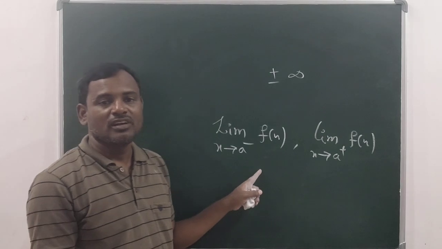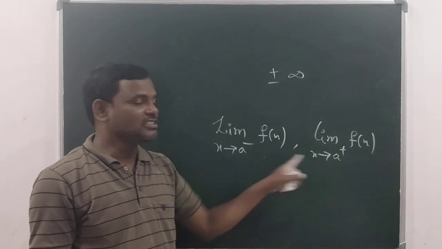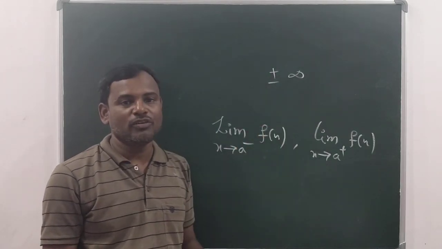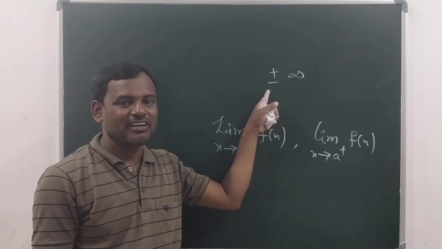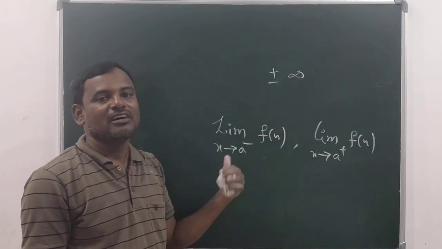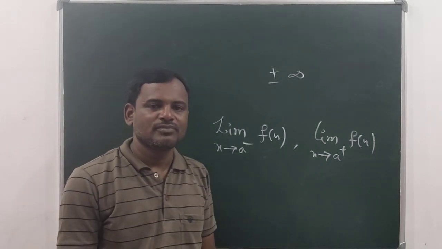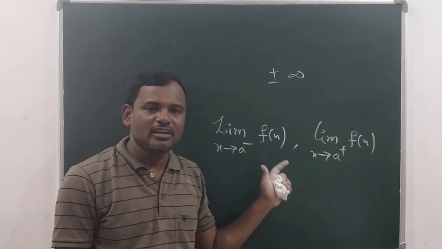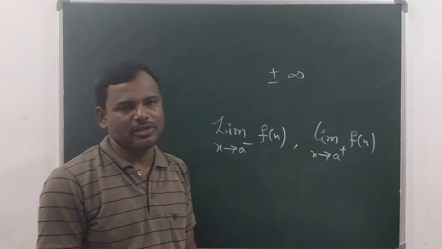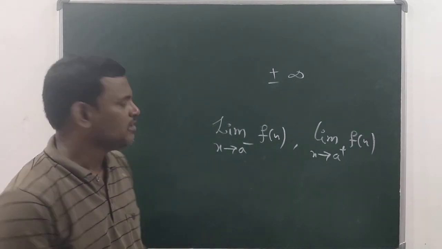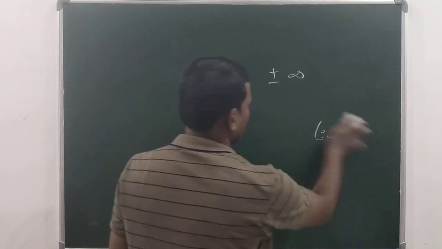Because these are attaining plus or minus infinity, we are not getting a real number. Hence this will be called discontinuous, and it comes under infinite discontinuity. If you want, I can give you one example.